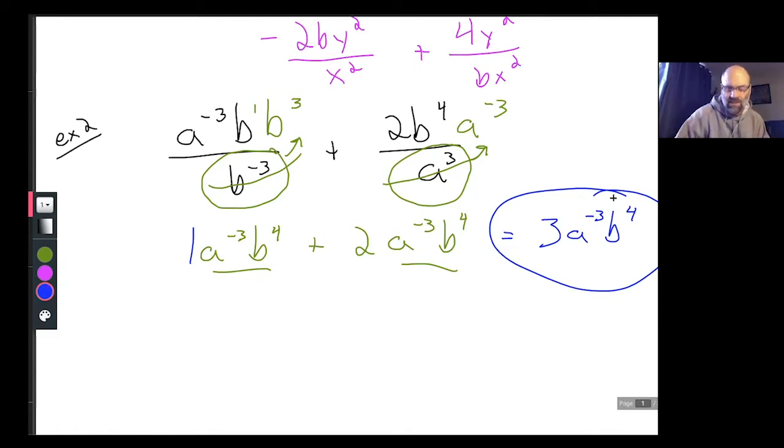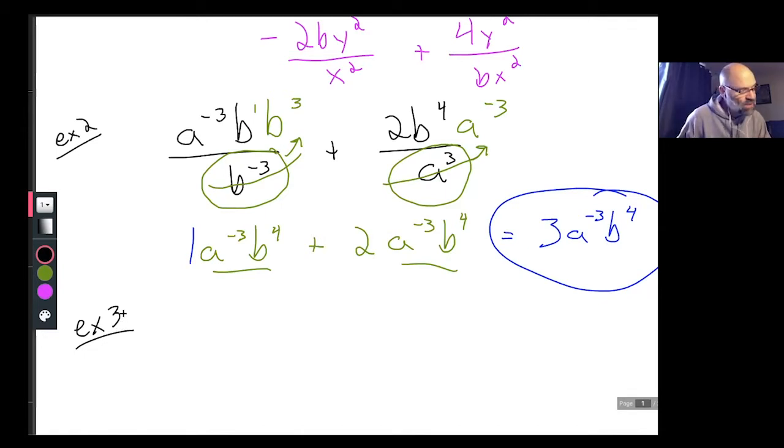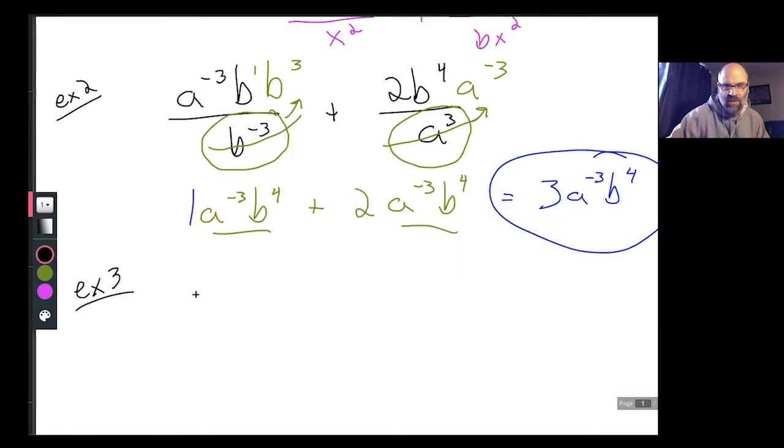Okay, now this next example, there's 3 terms, but 2 of them, you're going to end up with 2 like terms and 1 that doesn't belong. Okay, so your answer is going to be something plus something. You're going to end up with 2 terms because 2 of these 3 terms are going to be able to combine. Okay, so there's a little hint for you. Here's the third example. I'm going to scroll down a little bit.